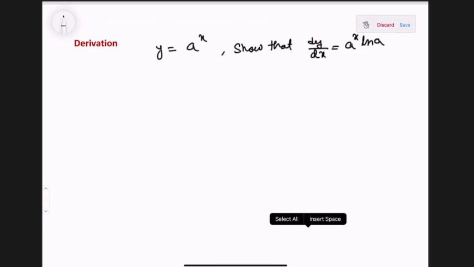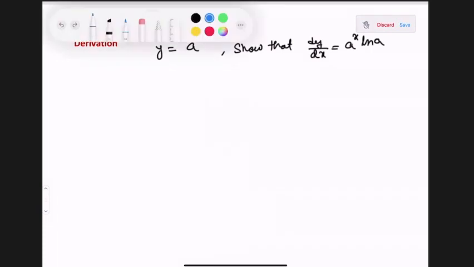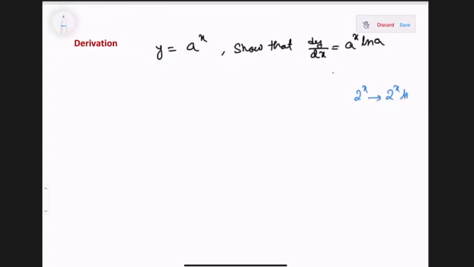Okay, so y is actually a to the power x, and we need to know the differentiation of this. We have to prove the differentiation of this. So basically, suppose if you have 2 to the power x, differentiation is actually 2 to the power x ln 2. So that's the formula, that's what we will prove. So we will see the derivation of this thing.